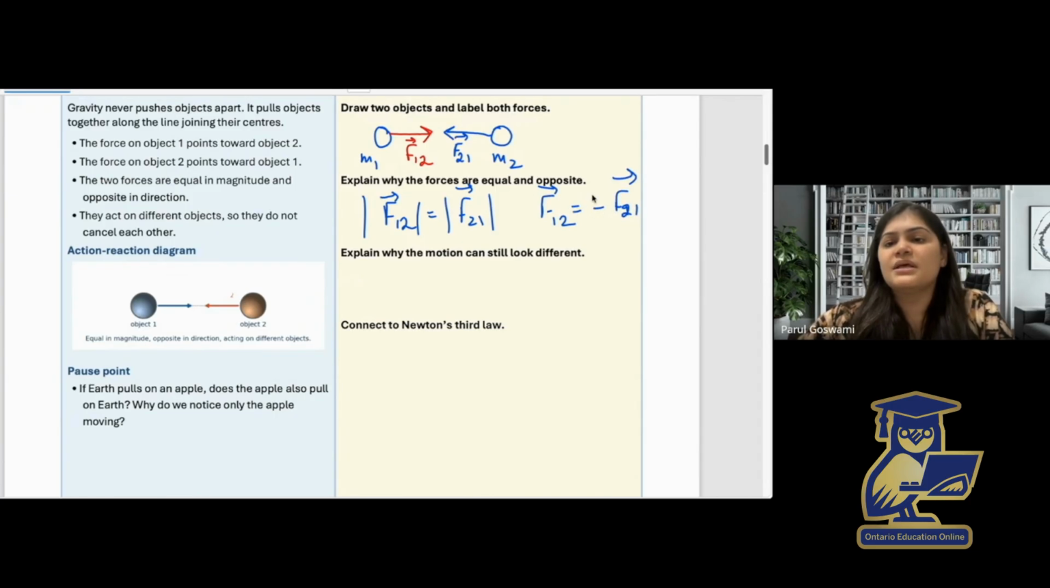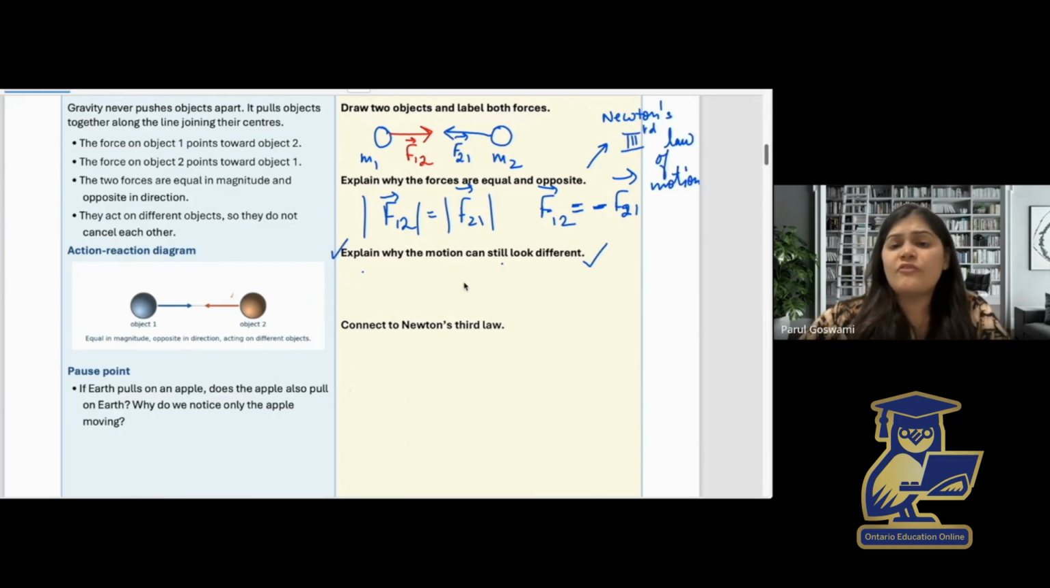It means the magnitude is the same. That's why we have mentioned the equality sign. And negative implies that the direction of F12 and F21 are opposite to each other. As you can see, F12 is in the right direction and F21 is acting towards the left. So these forces are equal and opposite in nature, connecting to Newton's third law of motion.